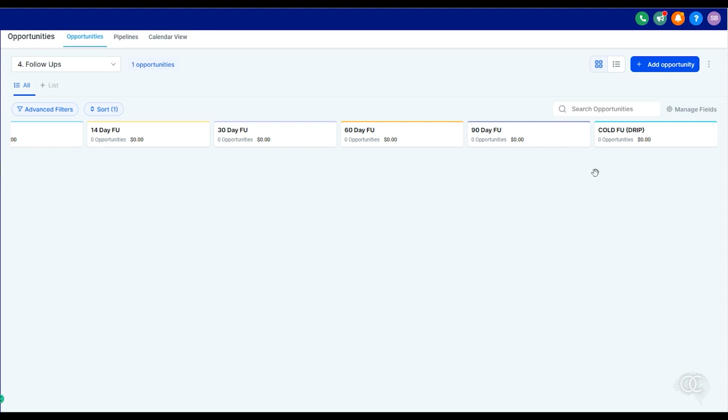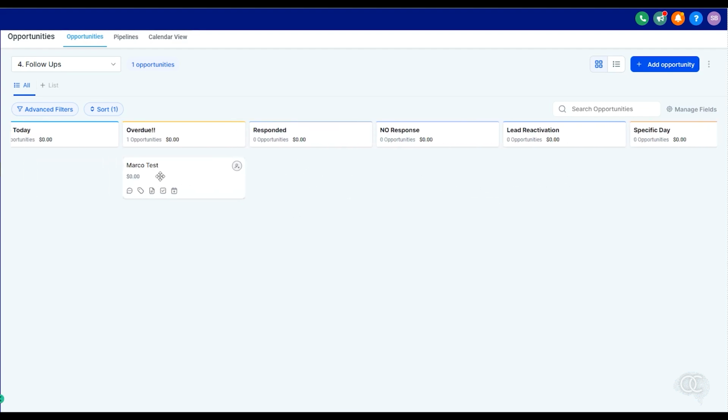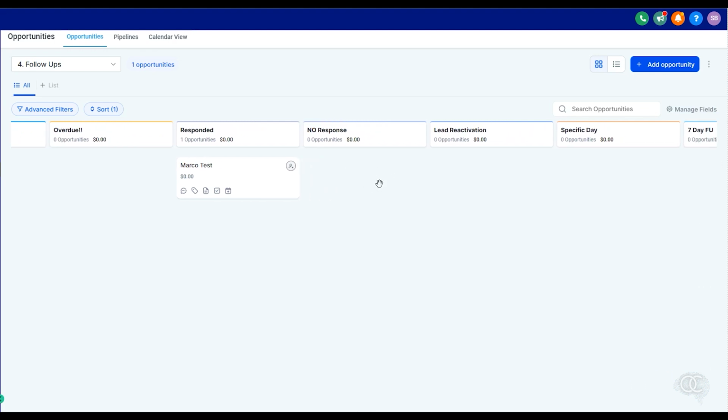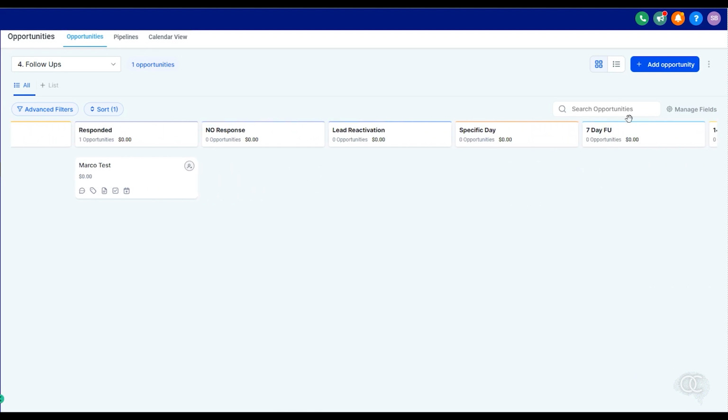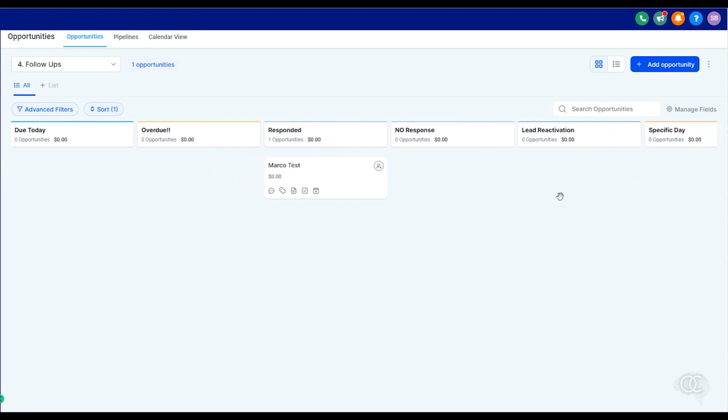At any point within any stage that you get a response from a lead, automatically the system will move that lead into responded. So either you or the team member in charge of following up with all those active leads will have to log into the system, check the responded stage, access those leads and start calling them, because they have become active once again after being part of the follow-up system. Now, if you want to follow up on a specific day instead of 7 days, you can also do that and add that lead into this specific stage.